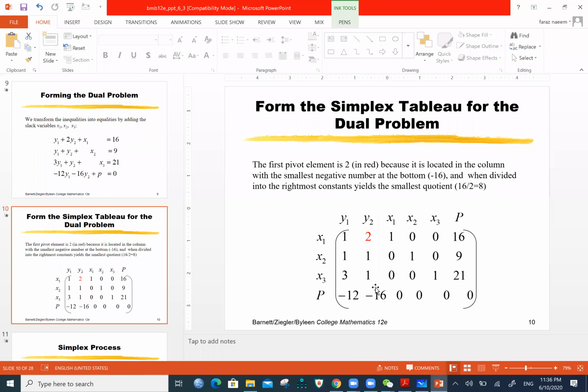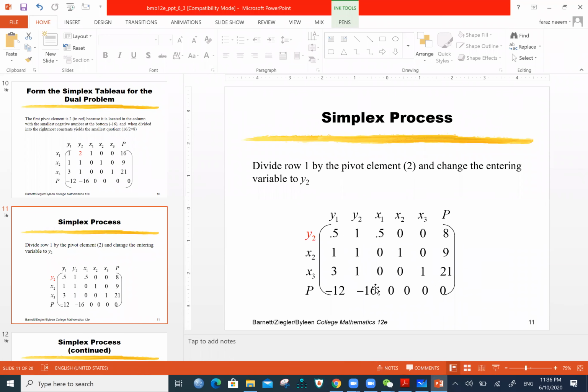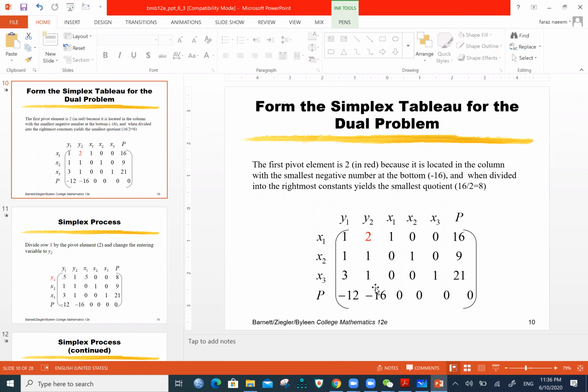You mean how did I get this 0.5? Here, I understand the first one, like page 10. You understand page 10. Yes, I understand that we found the pivot because it's the only non-one number in the column with the smallest number, right? Now, you know why this 2 is red? It's the pivot element. And we convert this 2 into 1. How will we convert this 2 into 1? We divide the whole first row by 2.